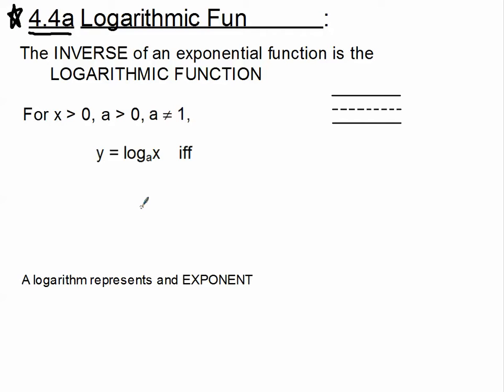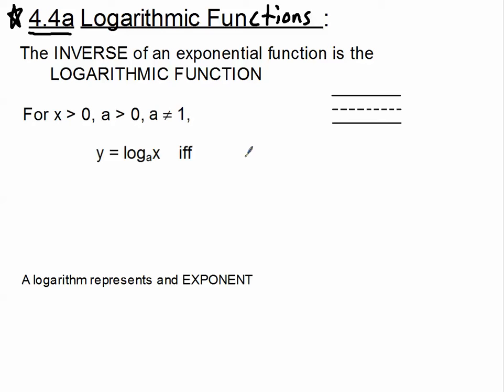We're going to have some logarithmic fun, but I believe that what I meant to say was we're going to be talking about logarithmic functions. Okay, that's hilarious.